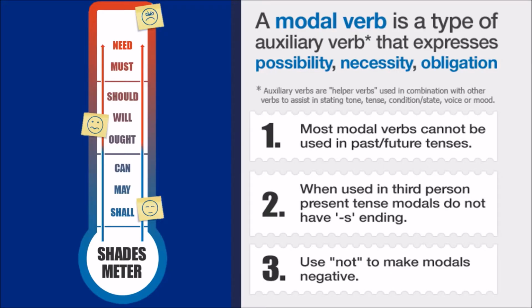Before we go into the specifics, here are some reminders about modal verbs. The shades meter on the left reminds you modal verbs come in levels. They are used to express levels of possibility, necessity, and obligation. You should also remember that most modal verbs do not change tense. And all of them, when used with a third-person pronoun, do not end with an S. Like we would say he eats, but we never say he cans. And finally, to make modal verbs negative, simply add not. If you can handle these, let's move on to the main dish.